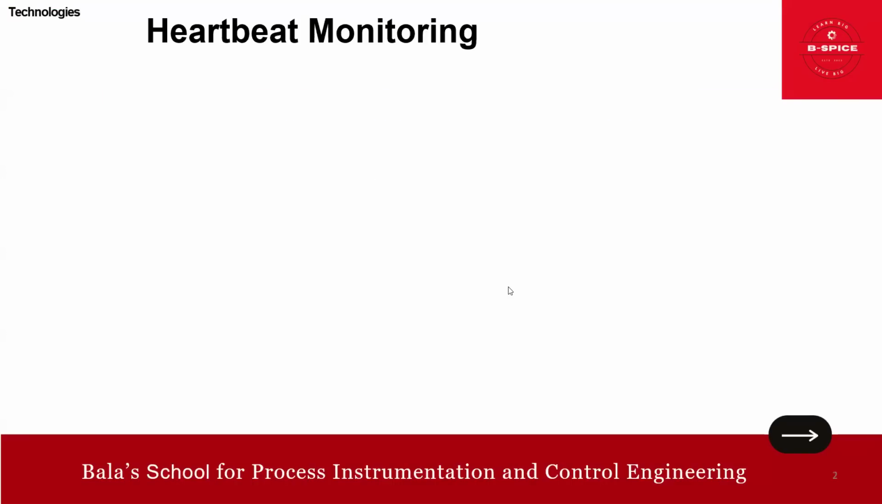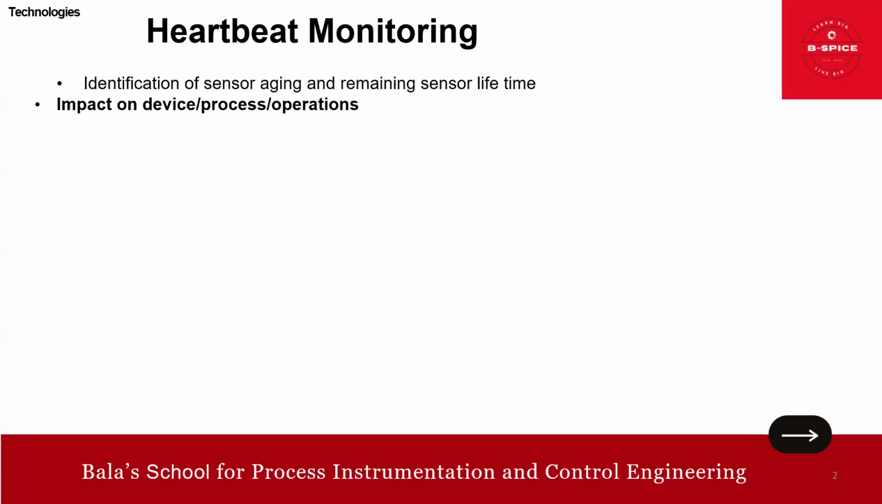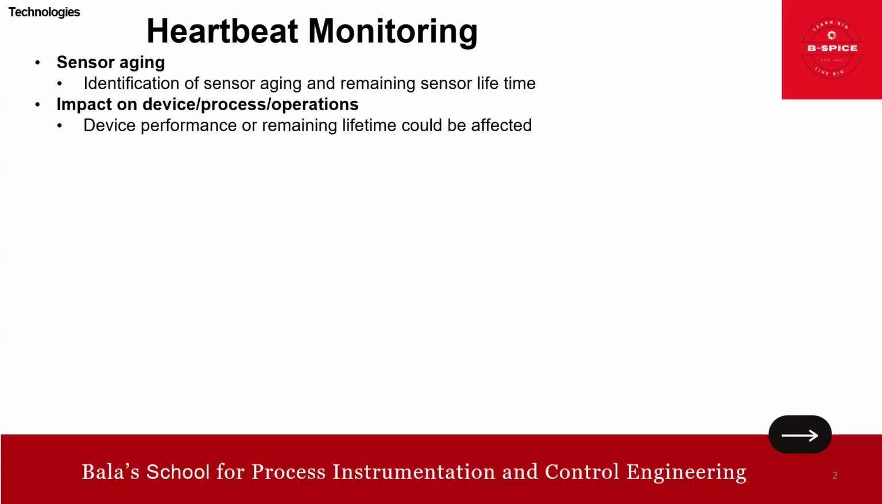So under Heartbeat Monitoring, sensor aging means identification of sensor aging and remaining sensor lifetime. This is for all transmitters. What is the impact on the device if we don't identify the sensor aging? Of course, device performance or remaining lifetime could be affected.